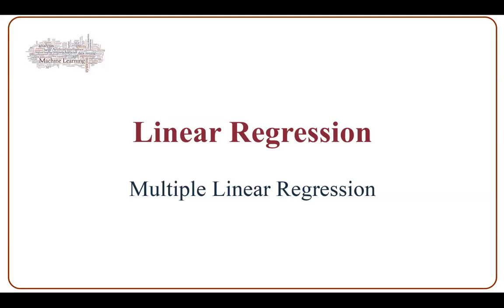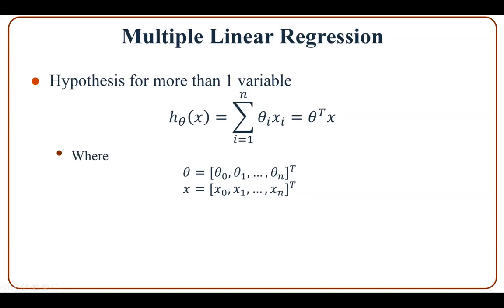In this video, I will talk to you about multiple linear regression. So this is the hypothesis for more than one variable. The hypothesis is a linear combination of theta i x i with i from 1 to n, or you can write it in a vector form, which is theta transpose times x, and theta here is a vector of length n plus 1, from 0 to n, and also x is a feature vector, also from x0 to xn, of length n plus 1.